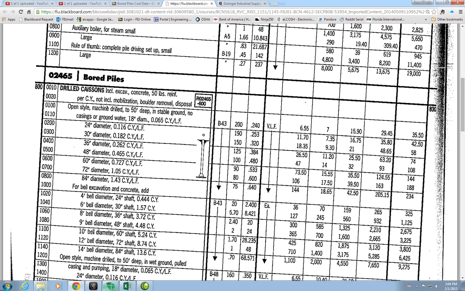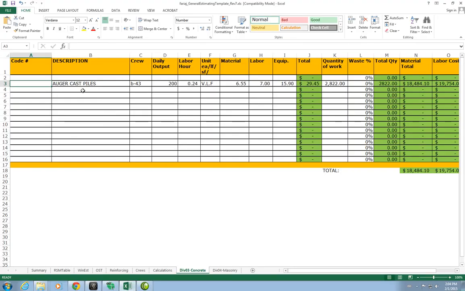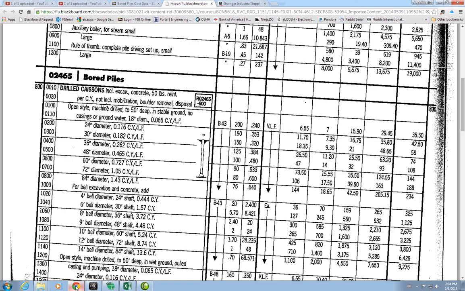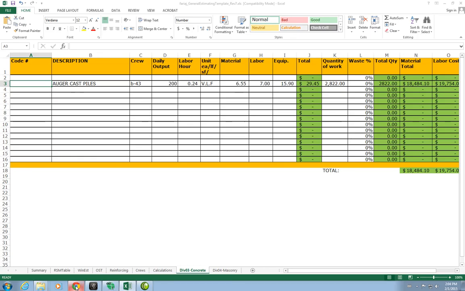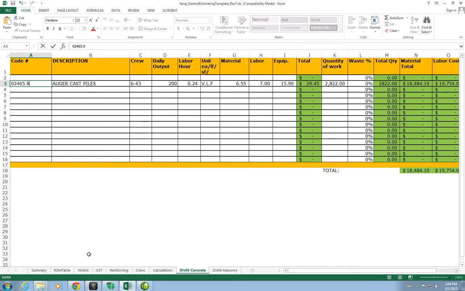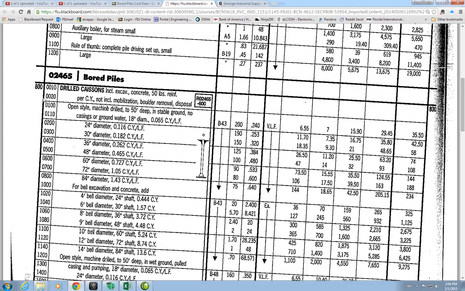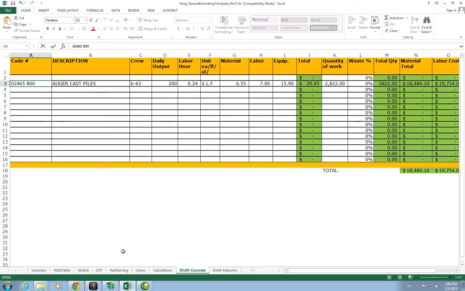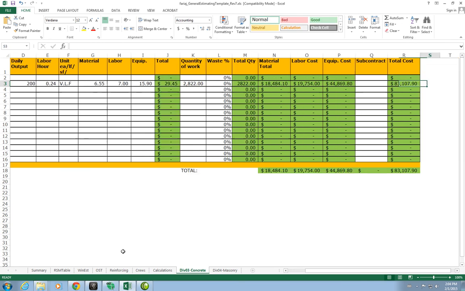So we can enter these codes in the auger cast pile code. We start with 02465, space, 800, which is this number here, and then the last number, which is the line item. This is 0110. Okay, so this will give the code that we used for this particular line item from the RS Means table.